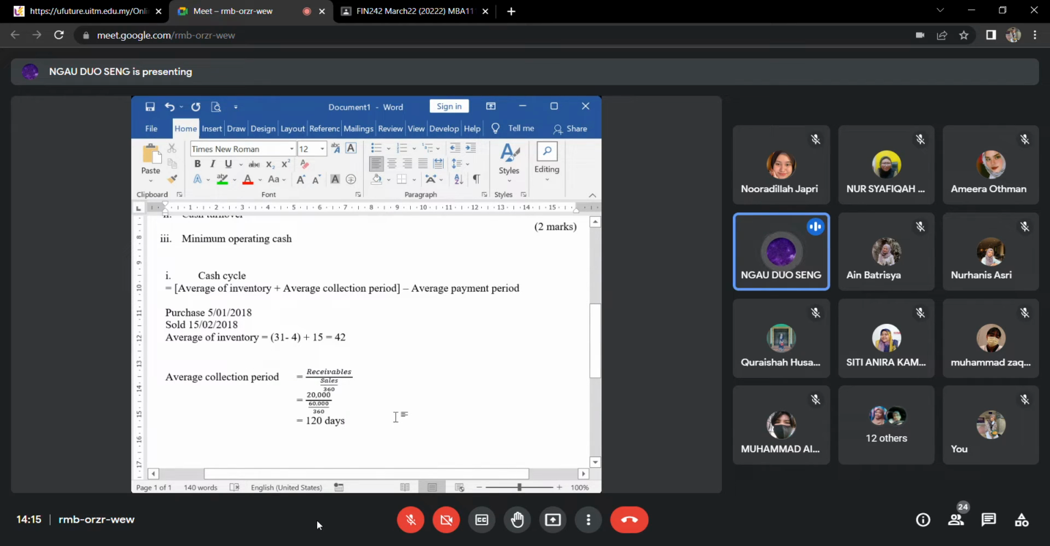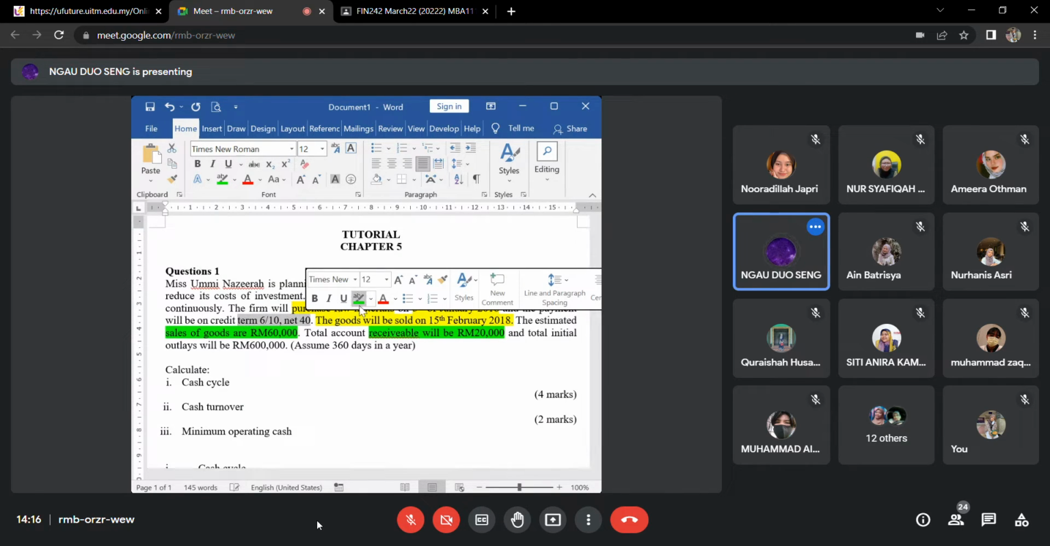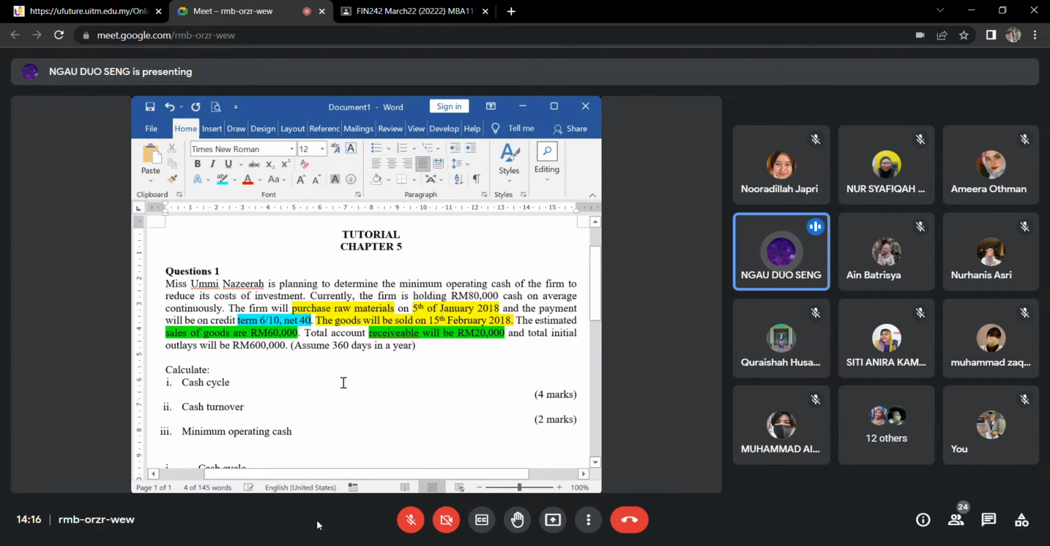120 days. Okay, so we have the average collection period. Then kita nak cari average payment period. So again, we refer here to average payment period. You can see the payments will be on credit term. This one adalah bayaran. So we look at the payment. So we check on the term. Right, so this is the term.